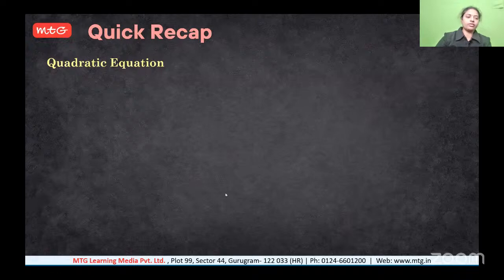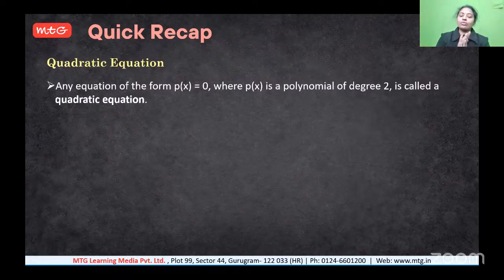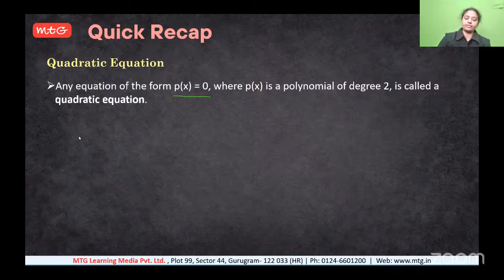See here, all of you. Any equation of the form P of x equals 0, where P of x is a polynomial of degree 2, is called a quadratic equation. This is what I was telling. Any polynomial in a single variable with degree 2 is a quadratic polynomial. If you equate it to 0, as shown here, it becomes a quadratic equation.